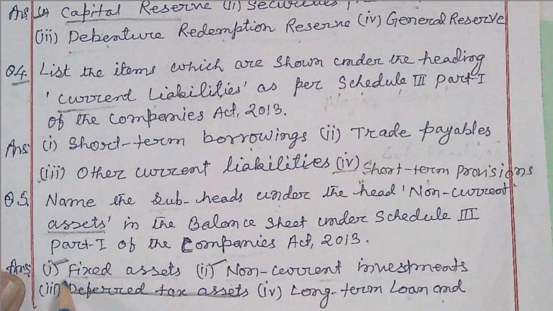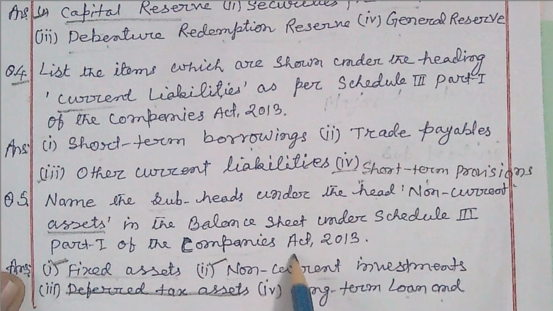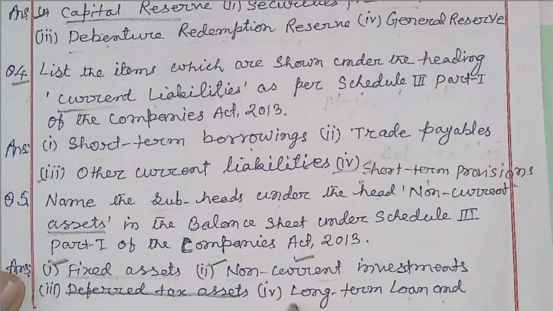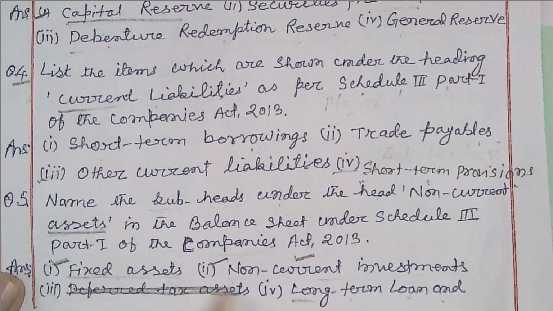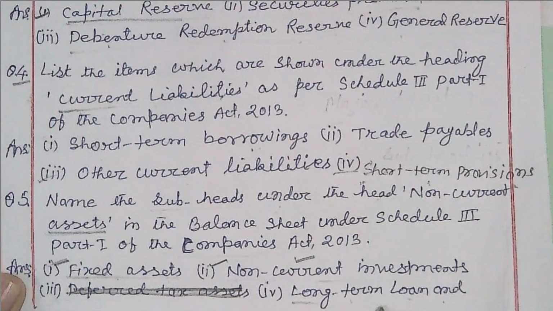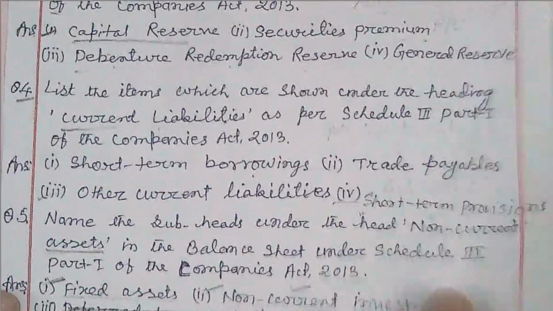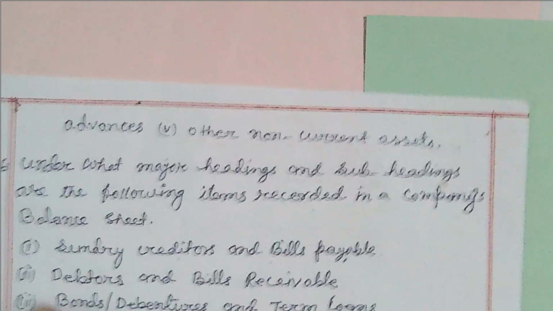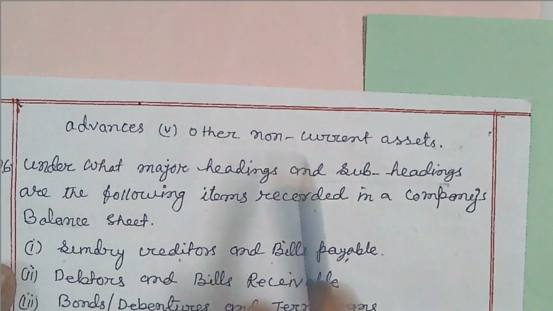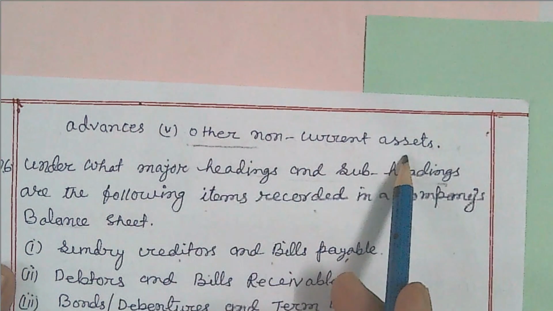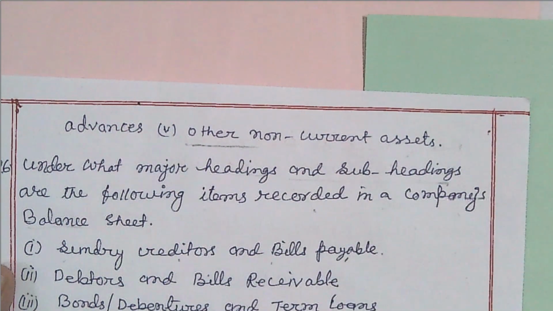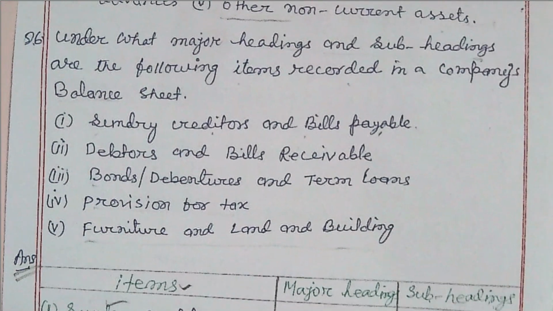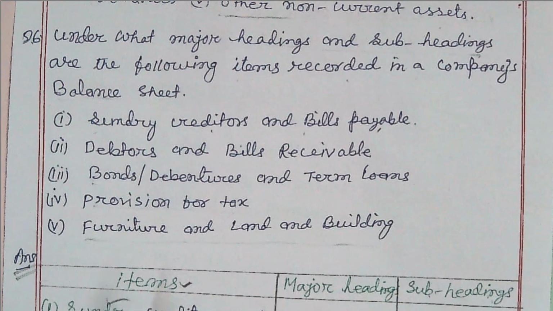What are the subheads? Fixed assets is there, non-current investment is there, long-term loans and advances, and then other non-current assets. These are subheads. In this way you have to study the balance sheet, and you need to prepare the questions. And this is a different question.